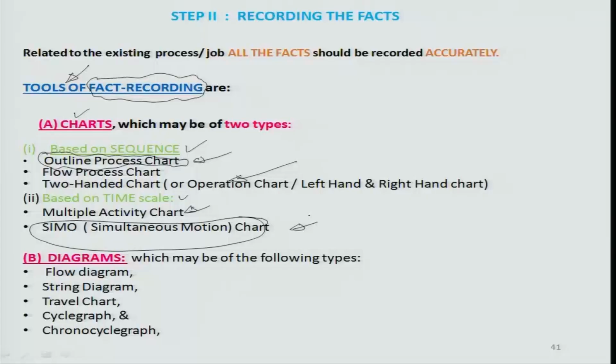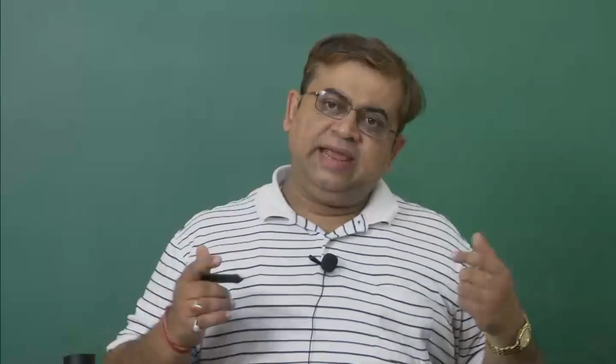Then there are also some diagrams apart from charts which are used from time to time. For example, I would like to illustrate particularly the cycle graph and the chronocycle graph, where we talk about video filming of process operations. And video filming could be done by carrying some indicator on the hand of a particular person to understand the hand motion. So, let it be, for example, a small LED which is being carried on the hand, and if the hand moves, the LED moves along with the hand.